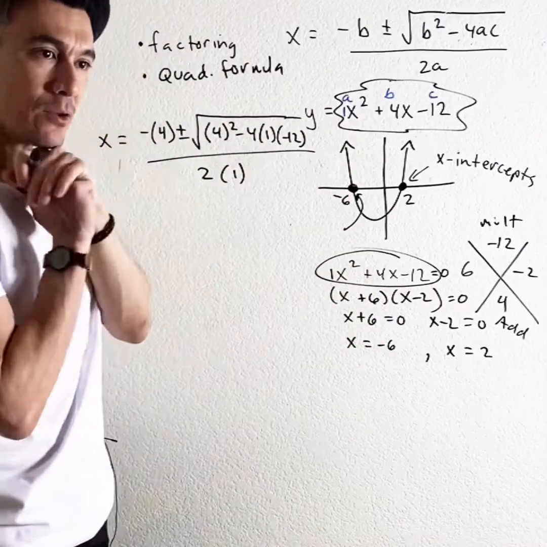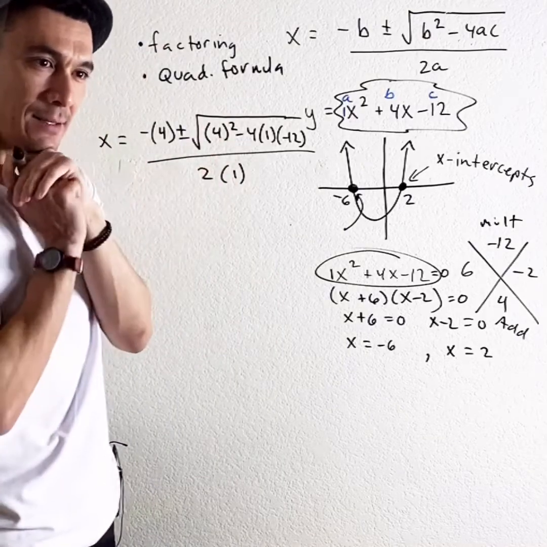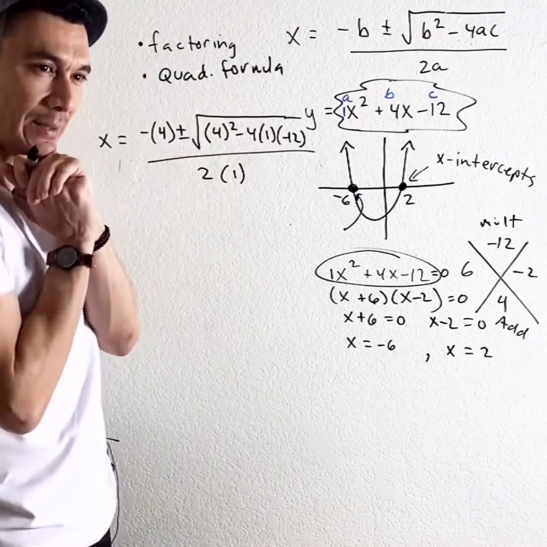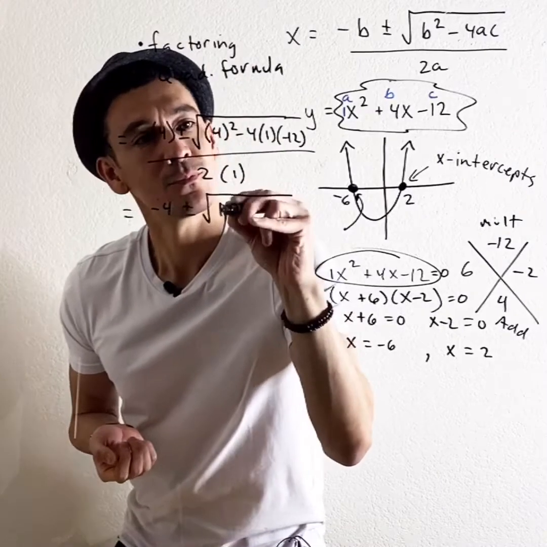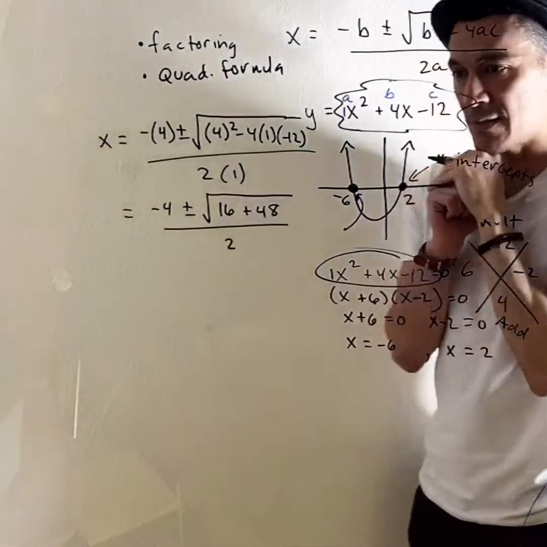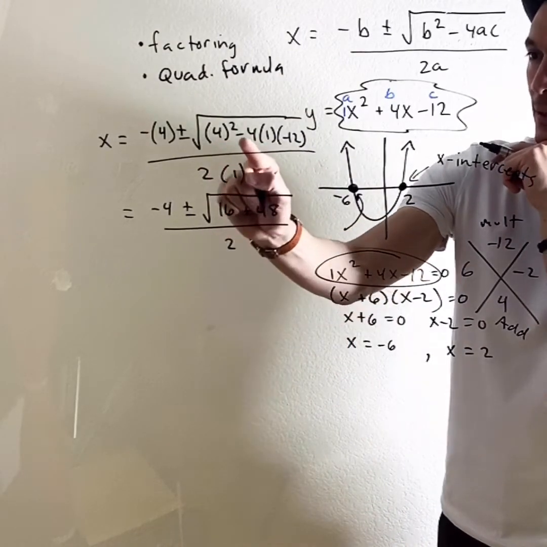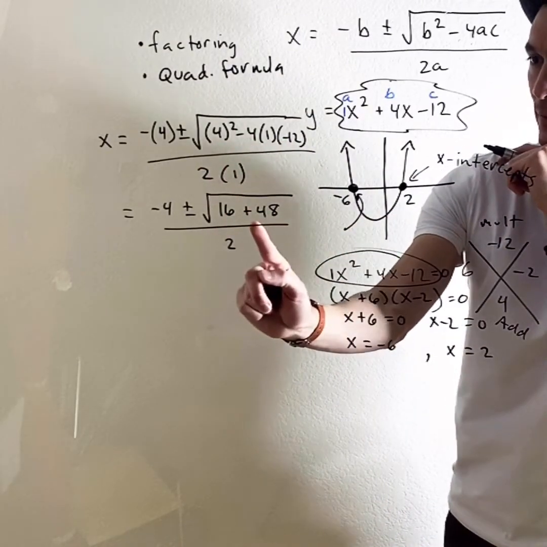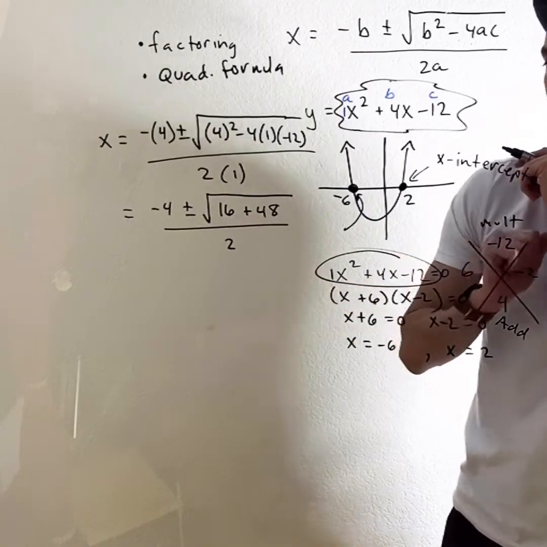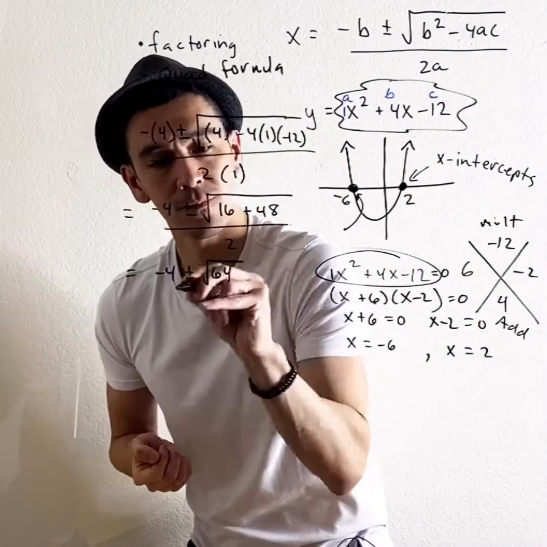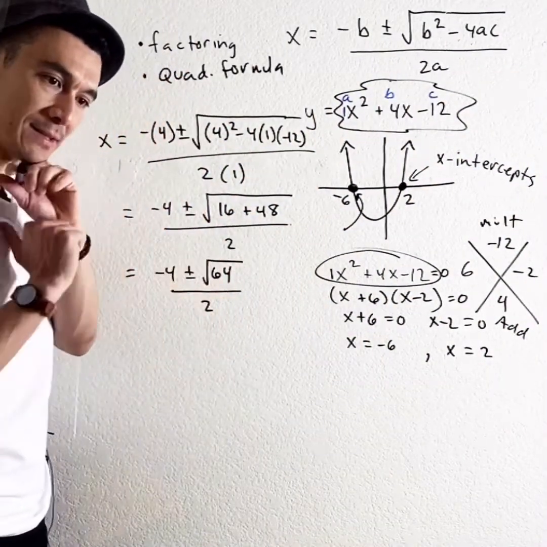So if you fill out the quadratic formula, it should look like this. Let's clean this up just a little bit. So this is what it gives you. So that's 4 squared is 16. Negative times negative is positive. Now what's 16 plus 48? Now we can square root the 64.